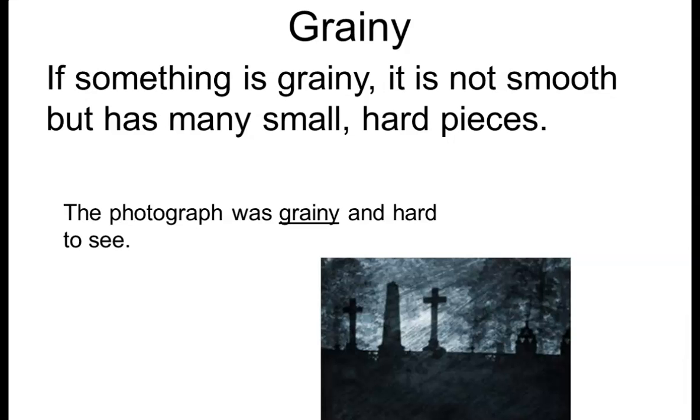Grainy. If something is grainy, it is not smooth, but has many small hard pieces. The photograph was grainy and hard to see. Another type of grainy would be like if you were walking on a sandy beach and then you put your socks and shoes on, and later you would take your socks off and you would have some sand, little grainy pieces of sand that were left in your shoes from the beach.